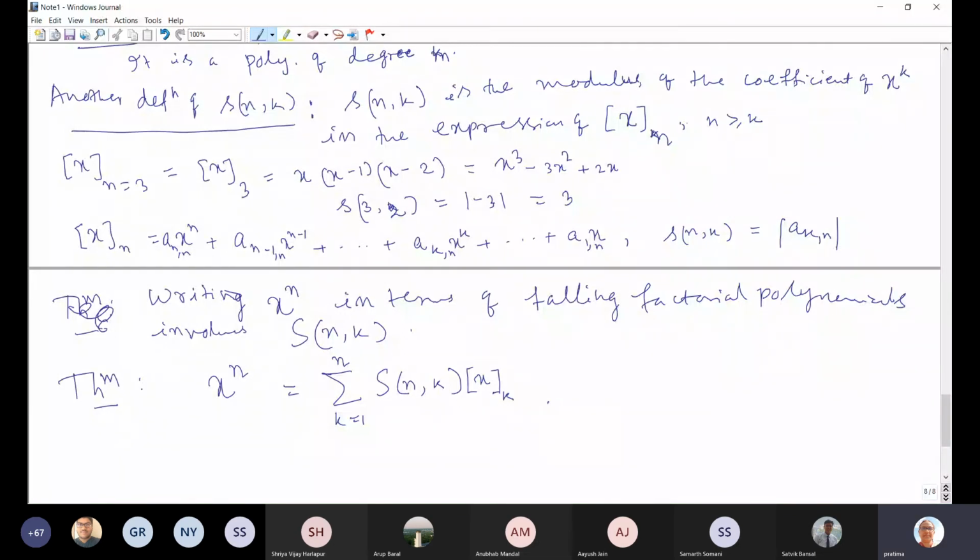Ma'am, will navigation be allowed or not? No, navigation will not be allowed. At a time you will get 2 questions, 2 questions on a page. Navigation is not allowed.